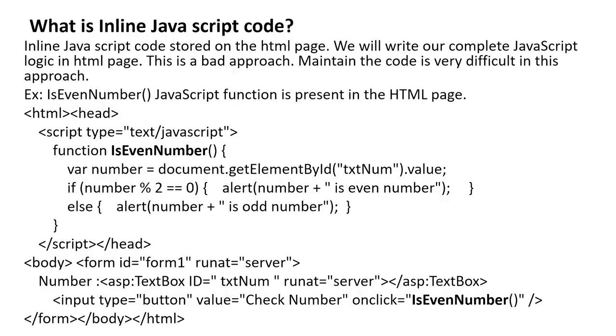What is inline JavaScript code? Inline JavaScript code is stored on the HTML page. We write our complete JavaScript logic in the HTML page. This is a bad approach. Maintaining the code is very difficult in this approach. Suppose we have 1000 HTML pages. If we implement any logic, then we have to write the code in 1000 places. So this is very difficult to manage in our application.